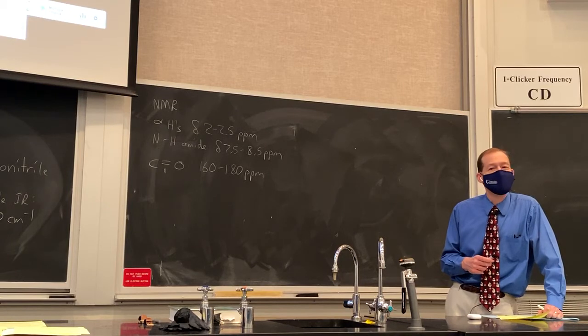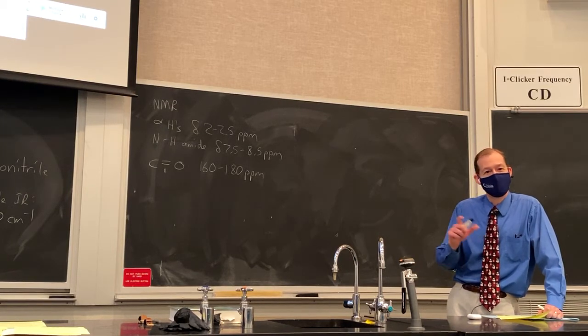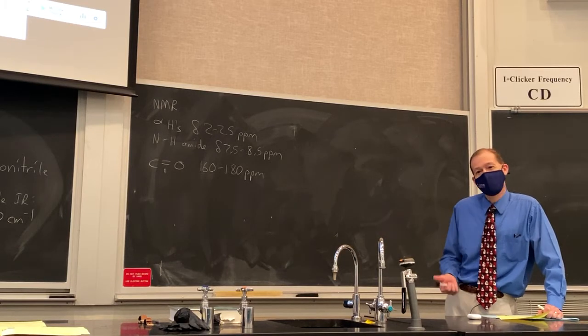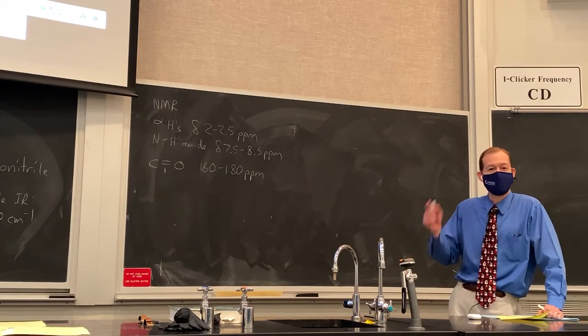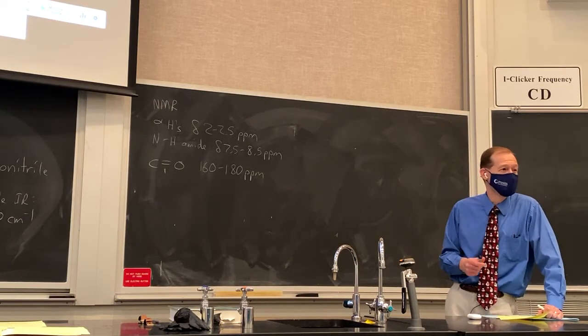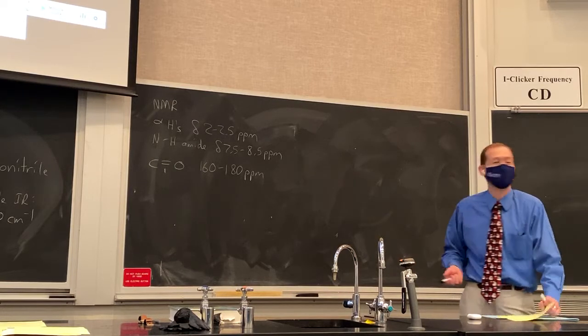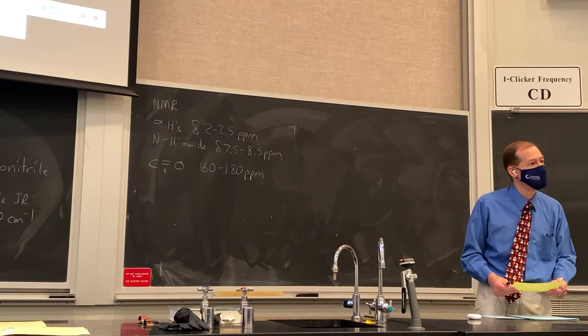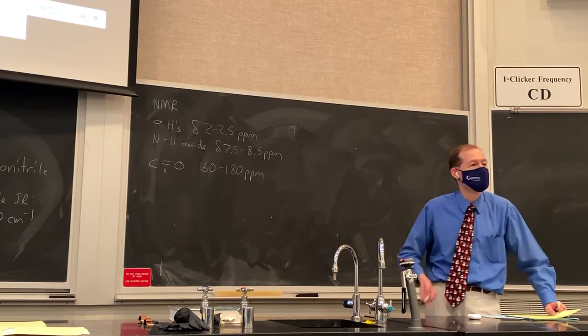And I'll give you a hint. If you're trying to remember what upfield and downfield are, the physicists messed up the definitions for us, and downfield is a higher number. Okay? So downfield would be higher number, upfield would be lower number. Yes? They appear upfield at a lower number, and why is that?